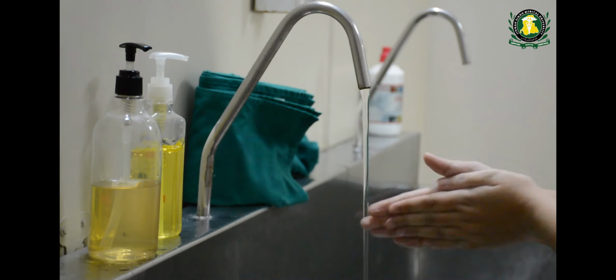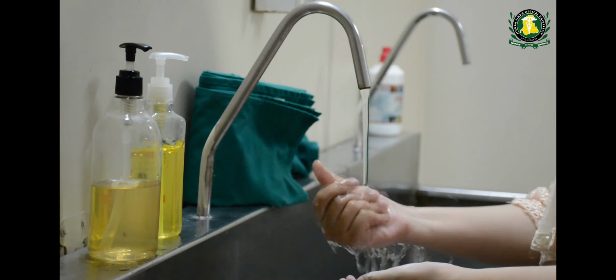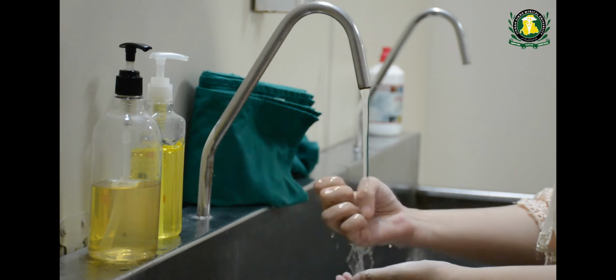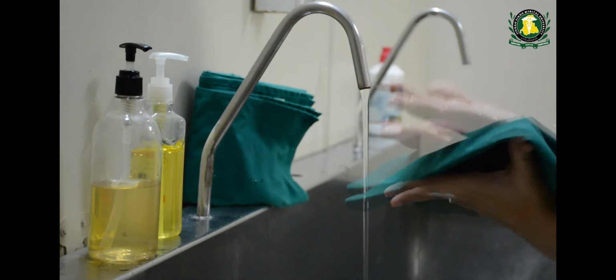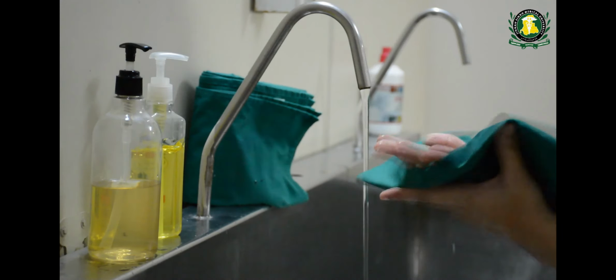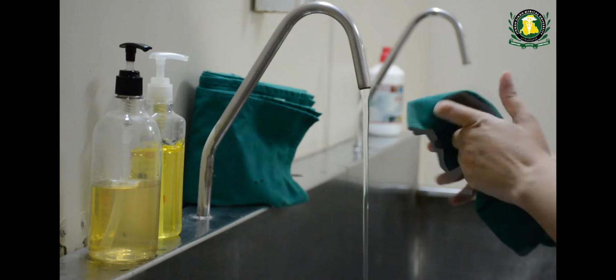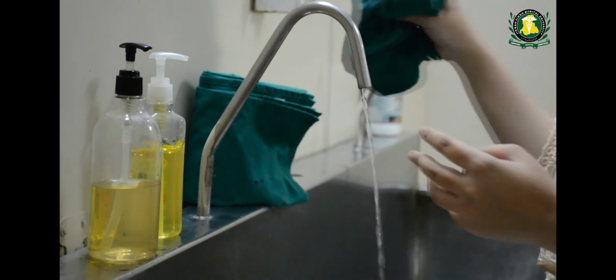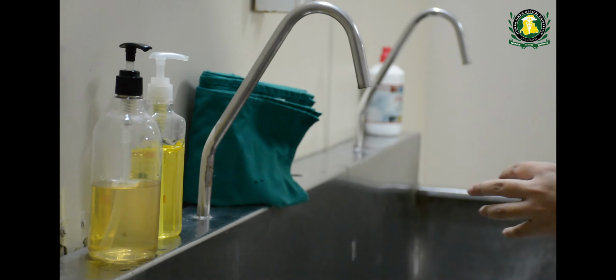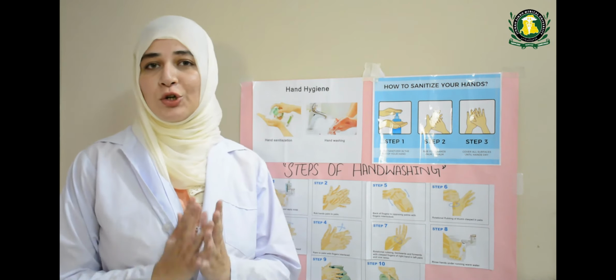Step 8 is rinse hands under running water. And step 9 is use paper towel to dry hands first. Then step 10 is use paper towel on your elbow to turn off the tap. Now your hands are safe.